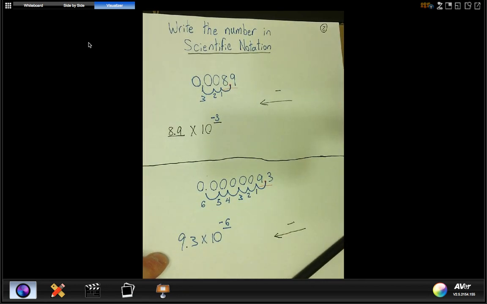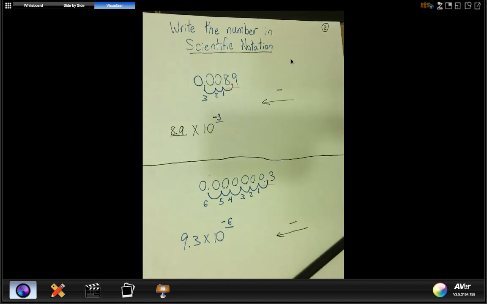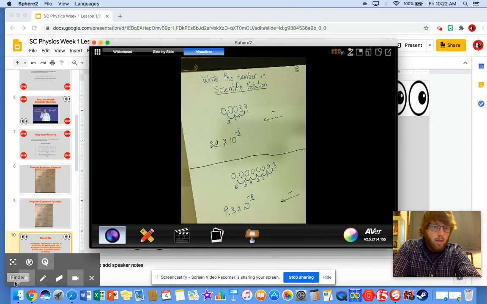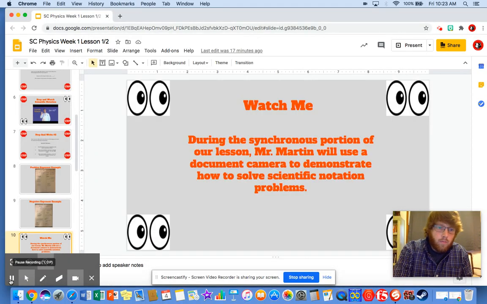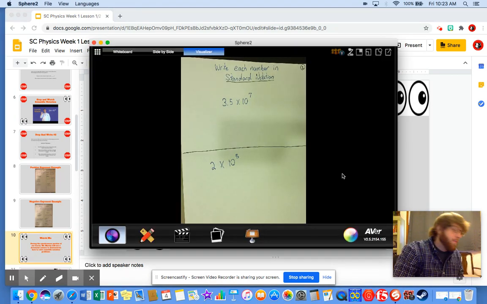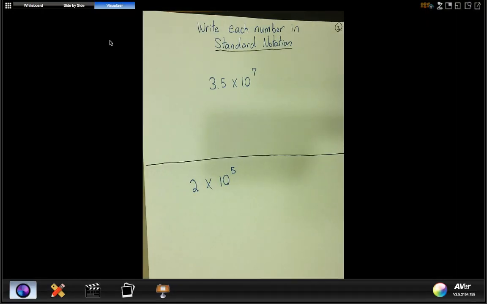I'm going to pause again while I set up some standard notation problems. All right, I'm back. Now we're going to take a look at a couple of standard notation examples. What we're given is 2 examples already written in scientific notation, but for the sake of this problem, we need to get it back to standard notation.